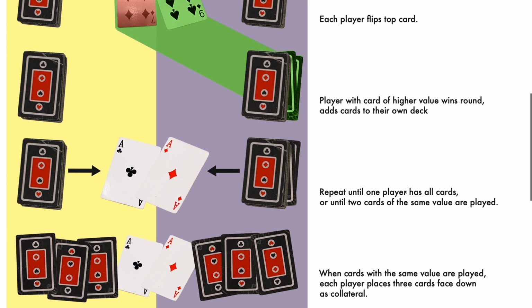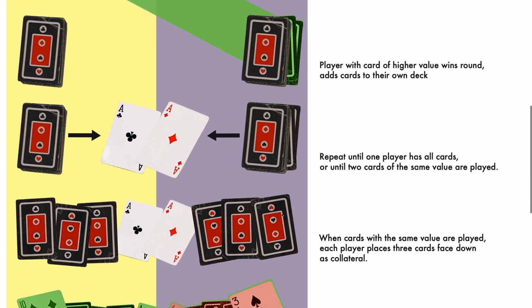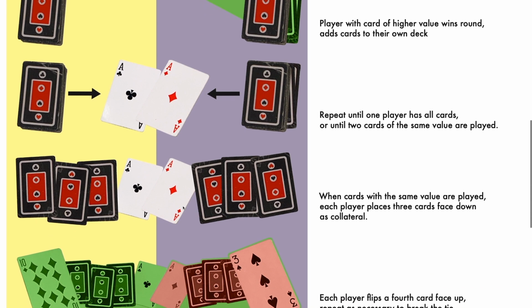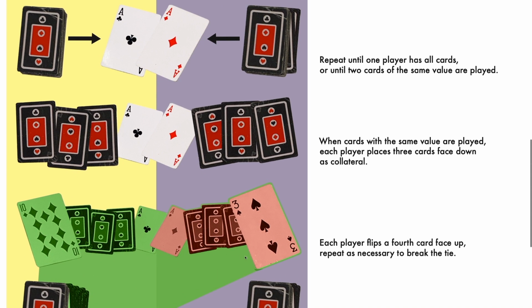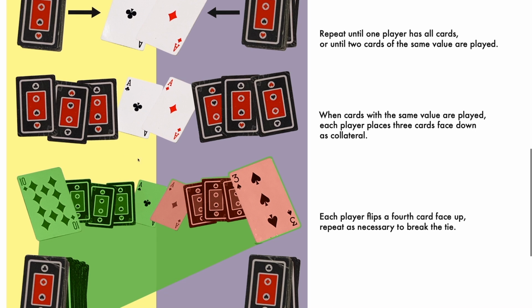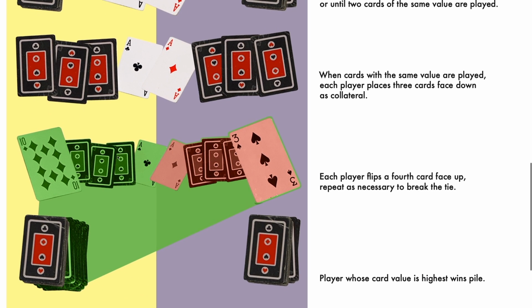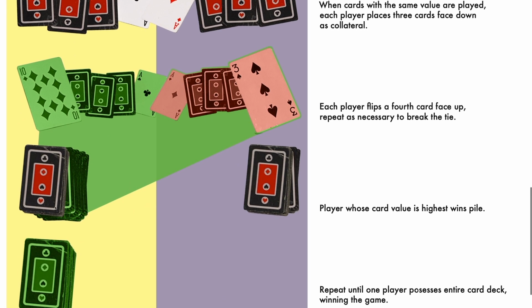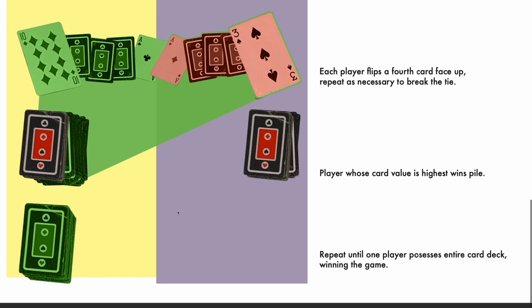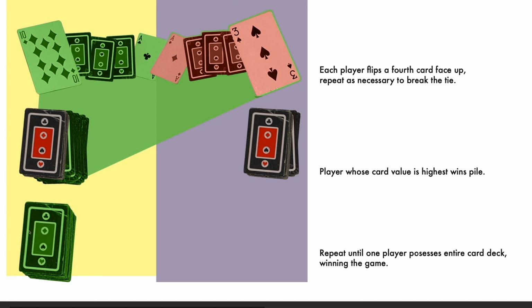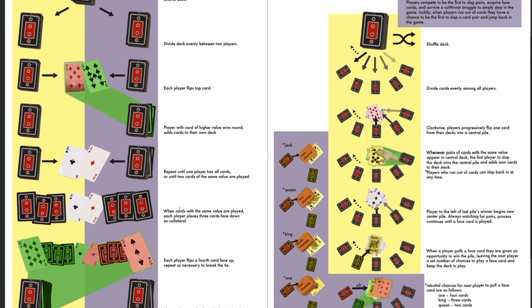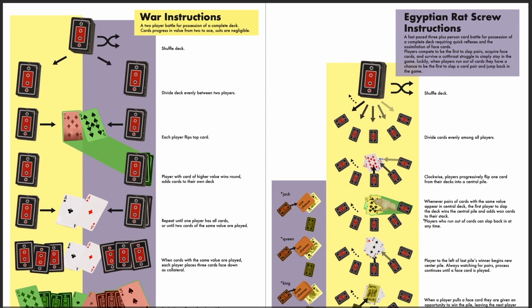Repeat until you get a tie, and you have to do the war thing with the 3 cards face down. And then the 4th face up, and the higher one wins that. Repeat as necessary until you break the tie. And then, this one gets all those cards. You can see them down here in green after they've sort of been absorbed. And then you just repeat until one player wins.